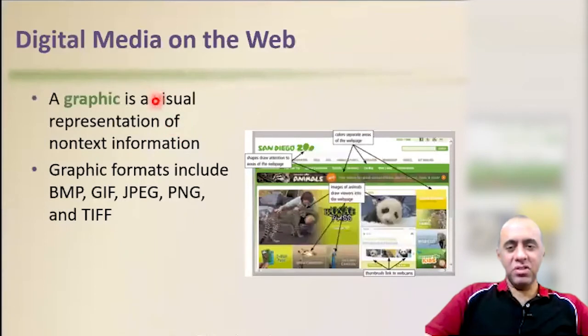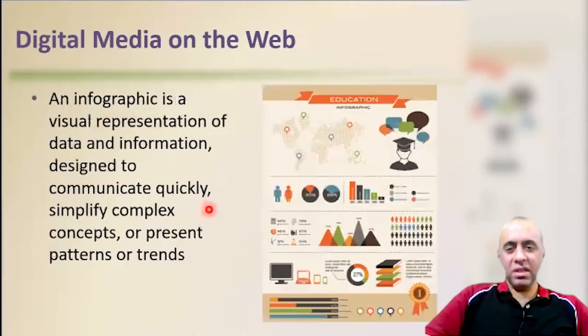And graphic is a visual representation of non-text information, which includes different graphic formats like BMP, short for bitmaps, and GIF, JPEG, PNG, TIF. These are all short abbreviations for long names, and these are there due to different compression algorithms which were invented by people. And these graphics picture formats were standardized, and now they are used everywhere. Infographic is just a visual representation of data and information. So you can use sounds and graphics and text to tell a story.